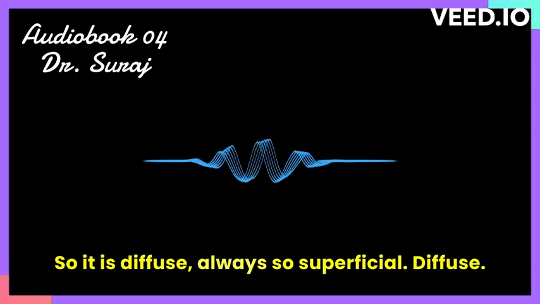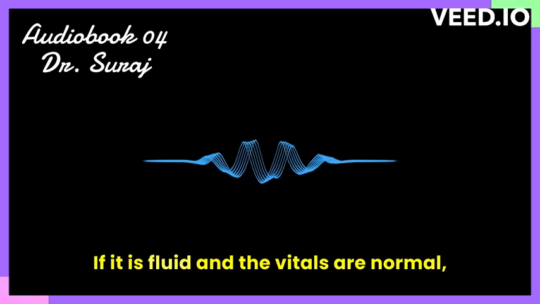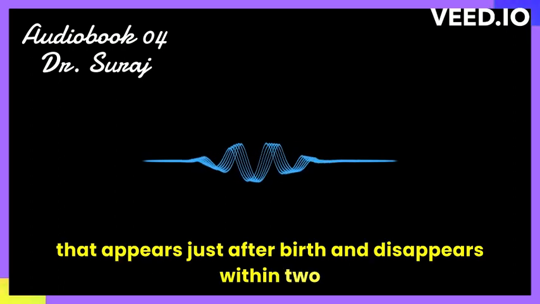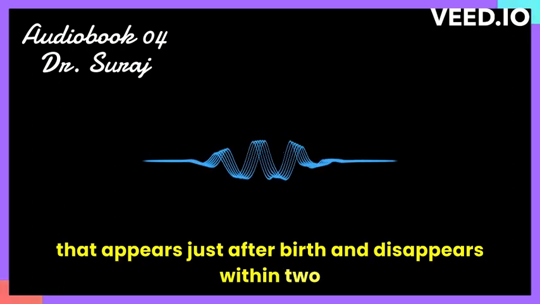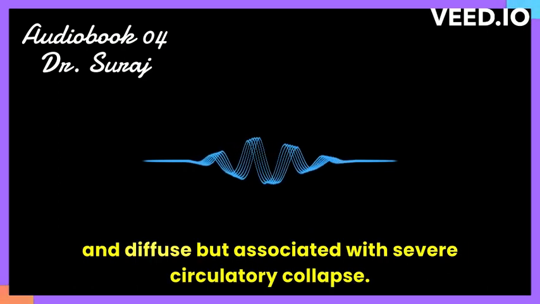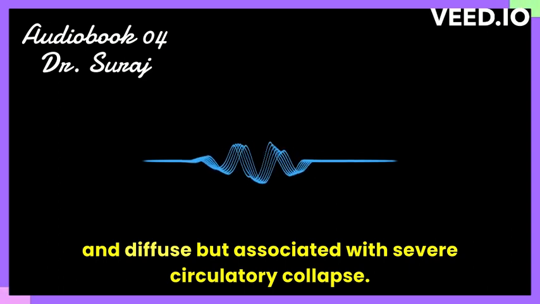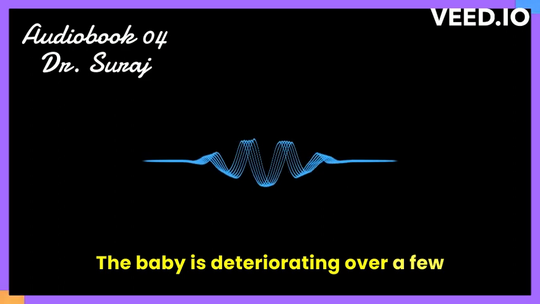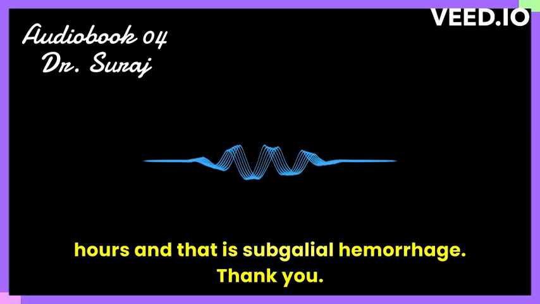So superficial diffuse, if it is fluid and the vitals are normal, that appears just after birth and disappears within 2 to 3 days, is caput succedaneum. If it is superficial and diffuse but associated with severe circulatory collapse, the baby is deteriorating over a few hours, that is subgaleal hemorrhage.